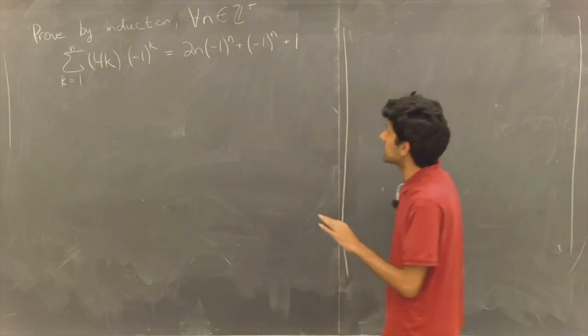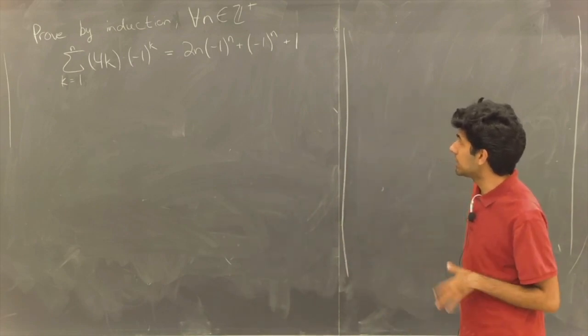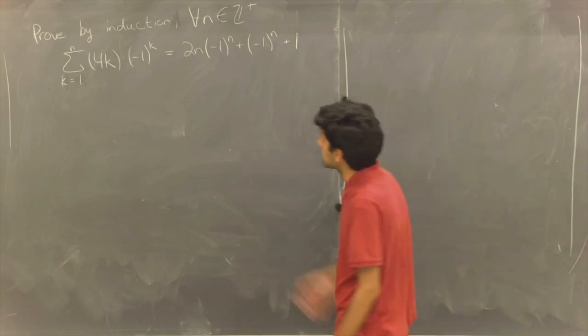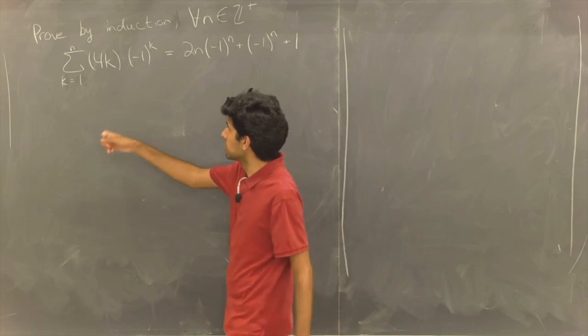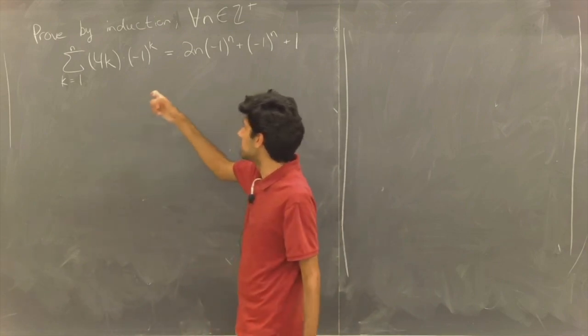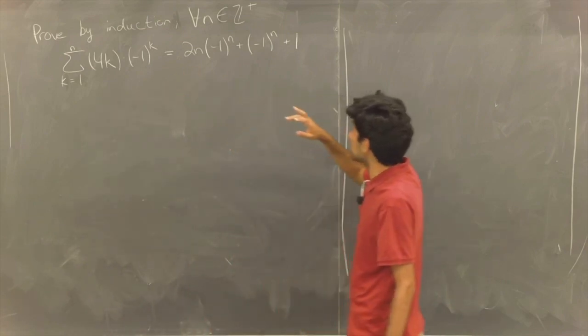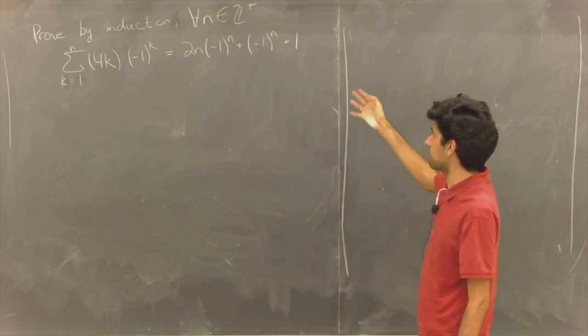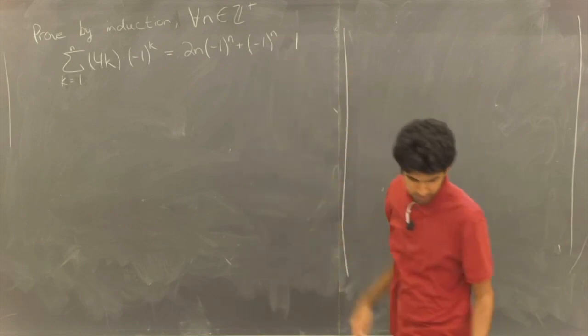We're asked to prove by induction that for all n in the positive integers, this equality holds: the sum from k equals 1 to n of 4k times negative 1 to the k equals 2n times negative 1 to the n plus negative 1 to the n minus 1. This should be a minus sign.